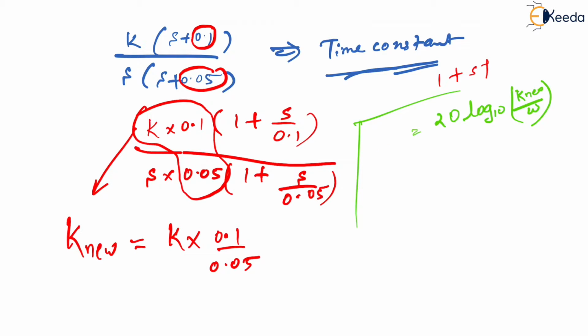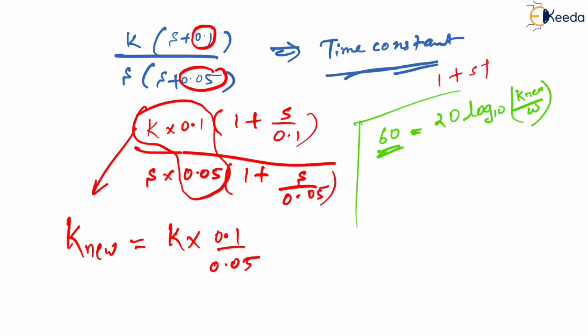And this is equal to what? This one is equal to 60 dB. We have seen that already. It is 20 log of k upon omega, or k upon s squared, k upon s, whatever is there, and it will be equal to the starting magnitude. This is the starting magnitude, 60 dB.